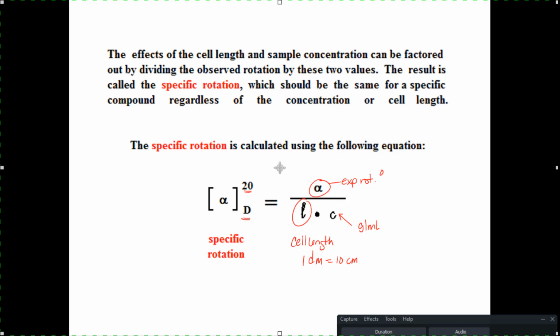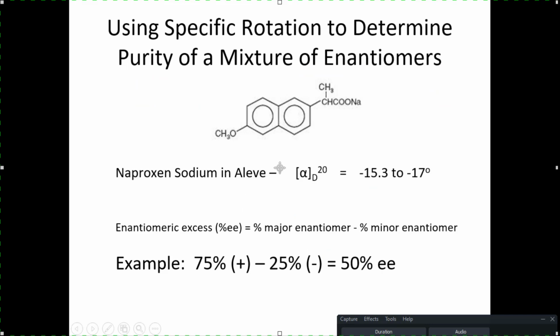So if I measure my concentration, my cell length, and I measure the observed rotation, and this will either be plus or minus, depending on whether it's D or L, then the specific rotation gives me a physical property that I can use to measure the purity of the molecule up to a certain point. Okay, so here is an experiment that we will be doing in the lab course, and there are many chiral drugs out there that you purchase that are one enantiomer over another.